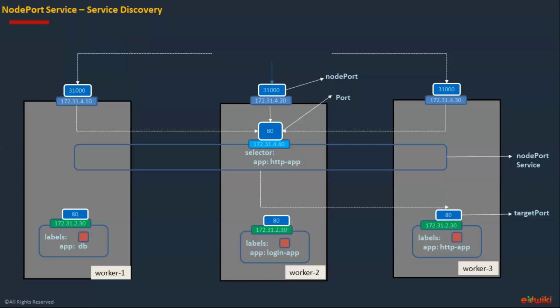That means one service is now capable of routing the traffic to the pod, no matter where the pod is running. It can be on one, two, or three. Wherever it is running, it can route the traffic. And it can receive the traffic from any worker node as well, because the mapping is done to all the worker nodes by default. Are we good with this?